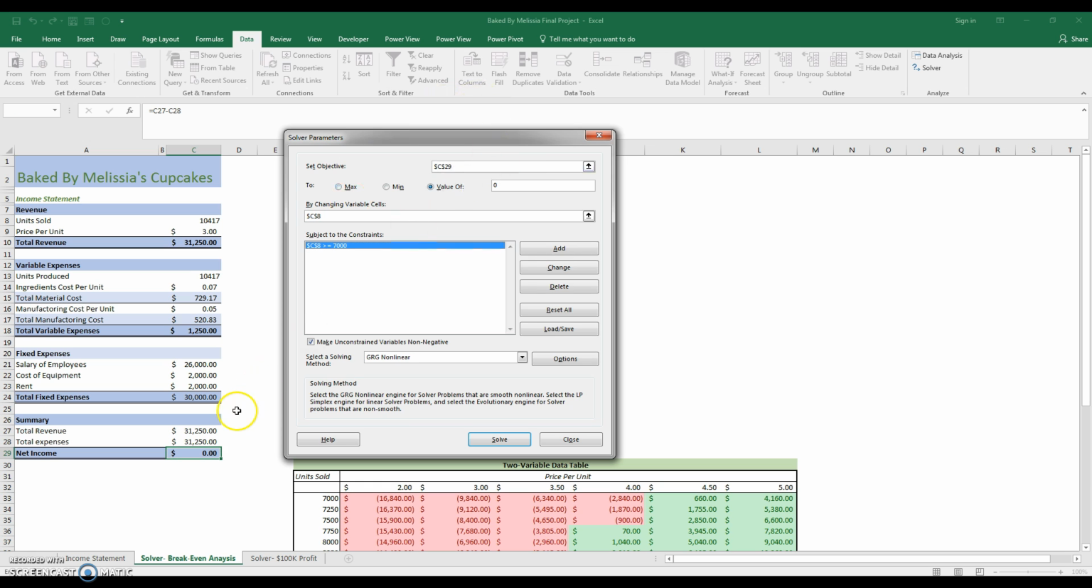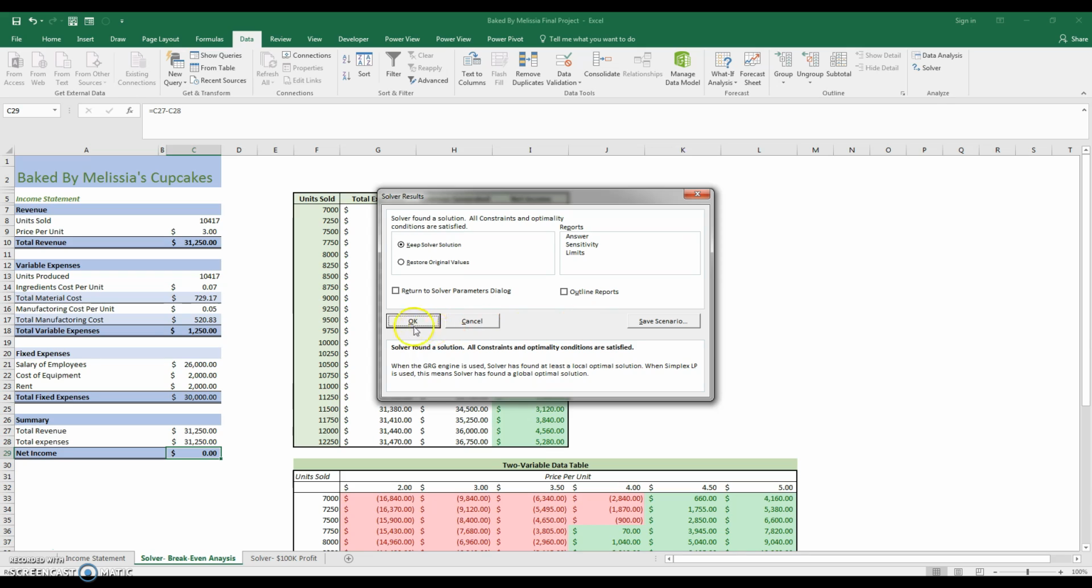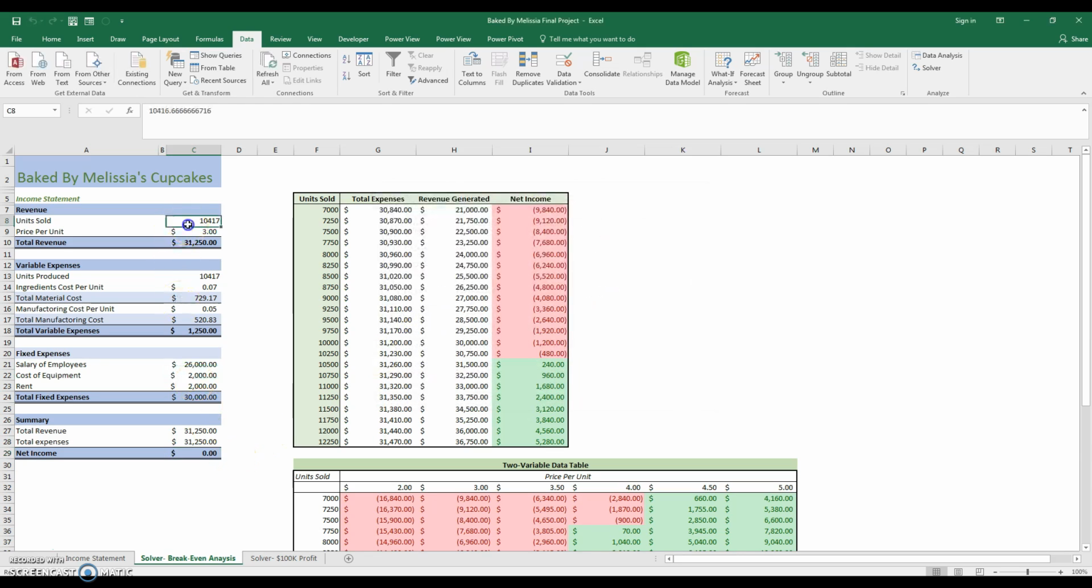And I set my objective, which is our net income, to a minimum value of 0, and then I click solve, and we click OK, and it shows that we need to make at least 10,417 cupcakes in order to break even for the month. This is not bad, because we usually make about 10,000 cupcakes every 2 weeks, and this just shows that we're on projection to break even and even make a profit for the last 2 weeks, because in any given month we usually make 20,000 cupcakes.